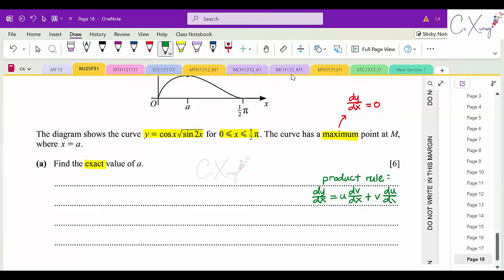This is the formula for the product rule. For me personally, I'm trying to memorize it by using the first and second bracket. This is the first bracket, second bracket. Copy the first bracket, differentiate the second. Then copy the second, differentiate the first to get the dy/dx.